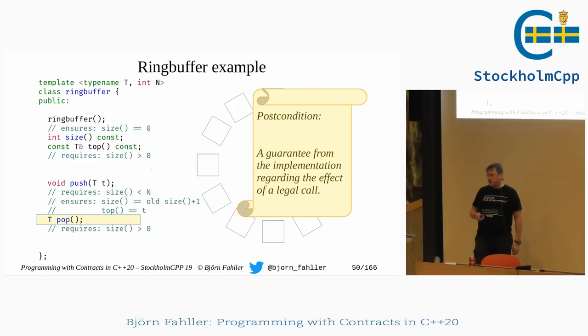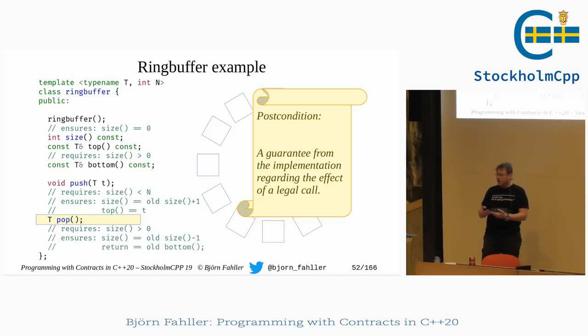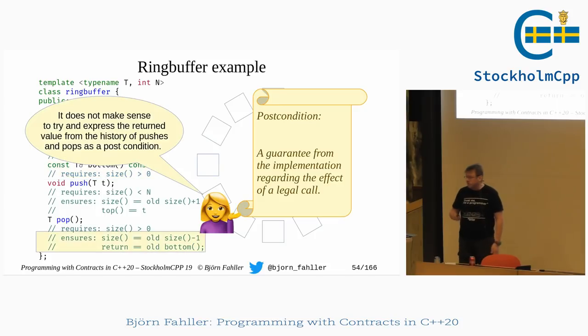Pop, then, postconditions. I think you can see that one. We want the size to have shrunk by one. And maybe we want to be able to observe what we get. So we can introduce a function bottom, as opposed to top, that gives the oldest element, and we can say that what we get is what bottom was before we made the call. This terminology is actually the one used by Bertrand Meyer in his book about object orientation. So this is a terminology I learned way back when. And of course a precondition on bottom.